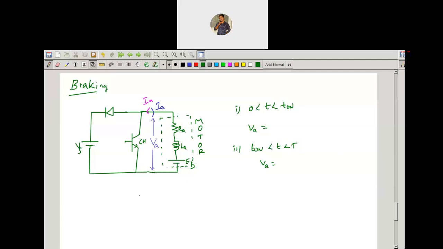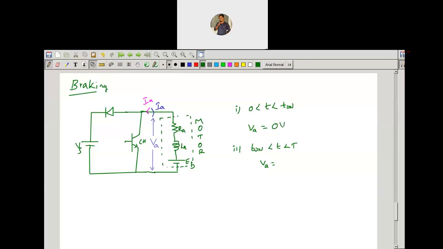So you can observe here, when the chopper is on, this portion will be replaced with a short circuit. Then what about the armature voltage? The motor is completely shorted. In this case, the armature voltage VA is the voltage after the short circuit, which we know is going to be 0 volts.